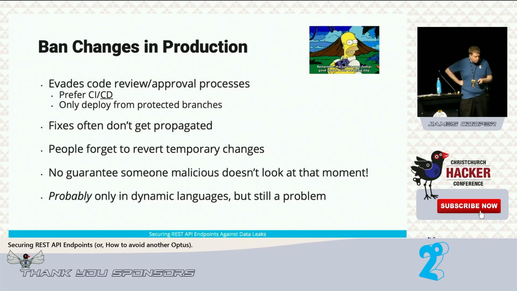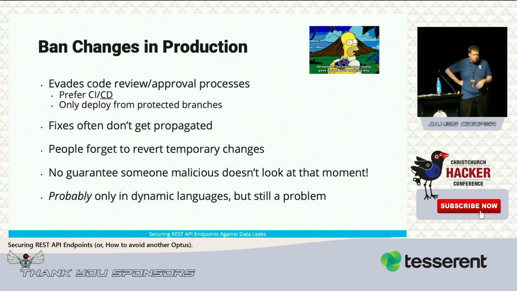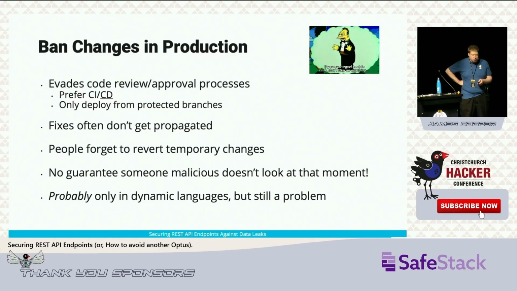Of course, there's also no guarantee that someone malicious won't just happen to look at that endpoint right at that moment when unauthenticated access is suddenly allowed. So that's another problem. It's probably only going to be an issue in dynamic languages because, with most static languages, you have to go through the full deployment process to get it out. But there's a lot of PHP and Python out there, so it's still potentially a problem.